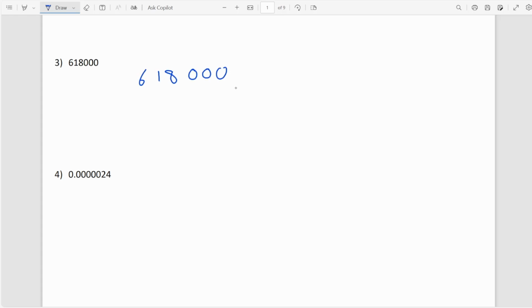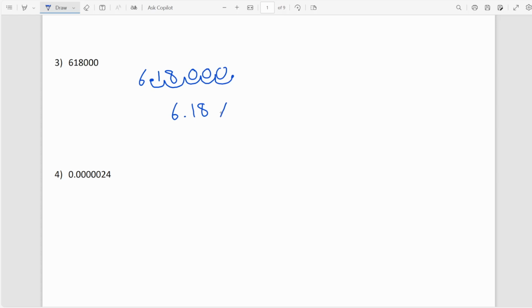618,000. And again, the decimal point is right here, and I will move it to the left. 1, 2, 3, 4. Right now we have 61.8. We want it to be between 1 and 10, so one more, and now we have 6.18. That's it, I will stop.